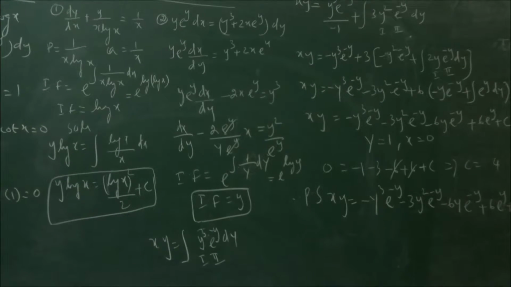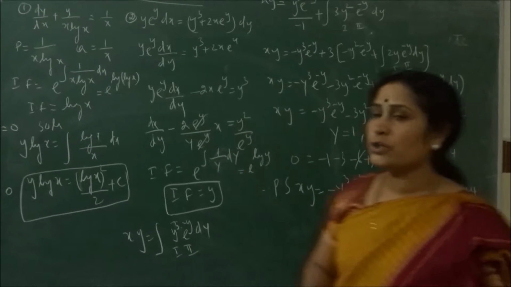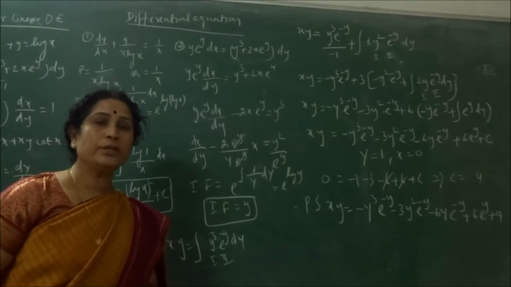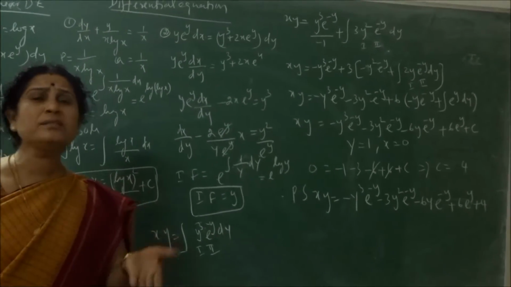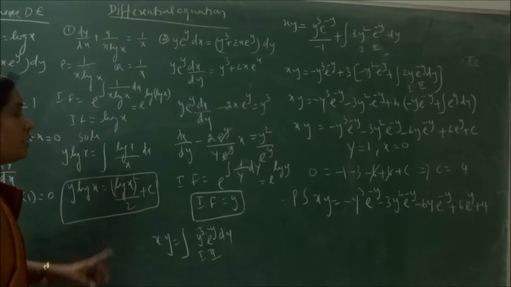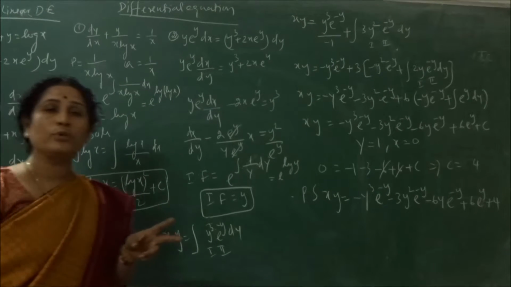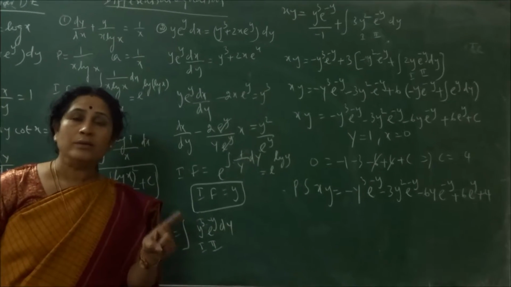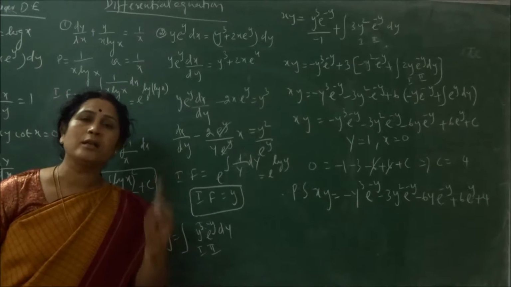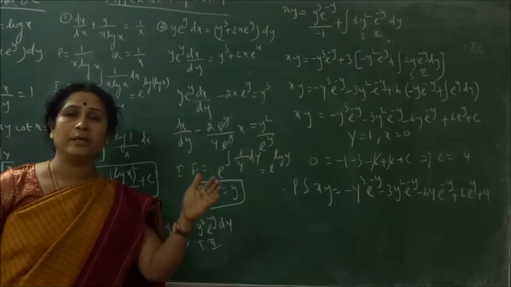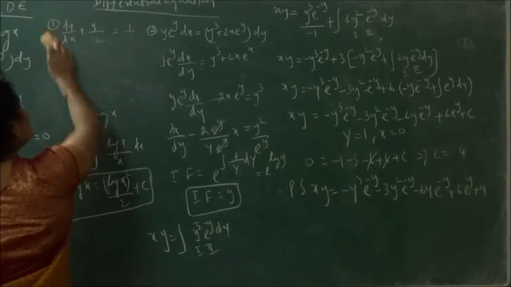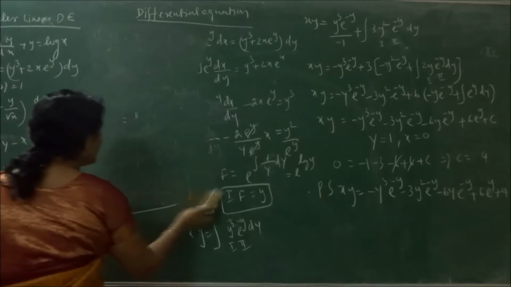Clear to you? It is so simple, first order linear equation. First you should confirm whether it is a first order linear equation or not, and after that you have to check whether it is dx by dy format or dy by dx format. That is up to you. What I told you, what is the difference between both? If there is a single algebraic x term, that is dx by dy format. If there is a single algebraic y, that is dy by dx format. Clear to you?